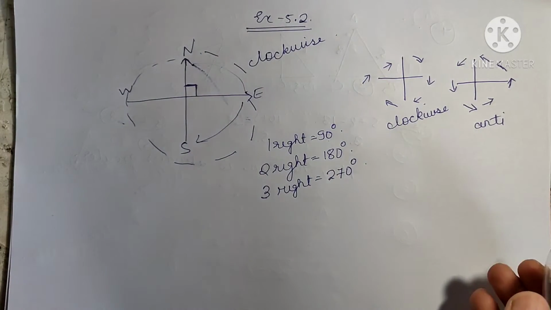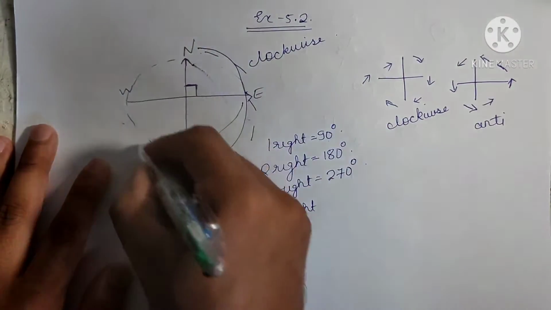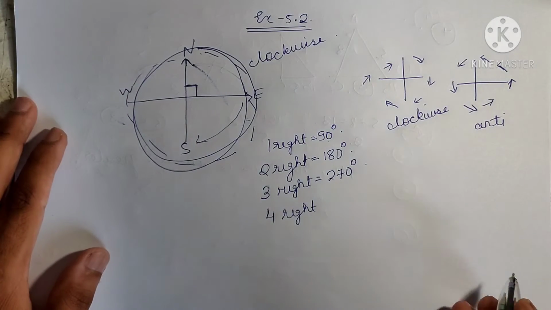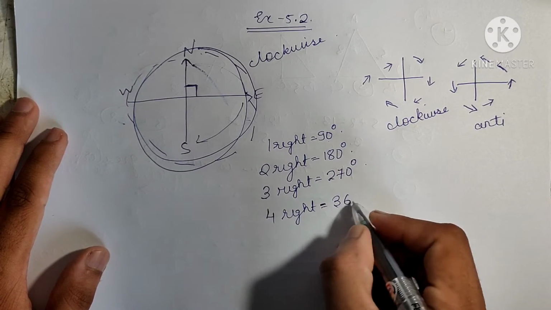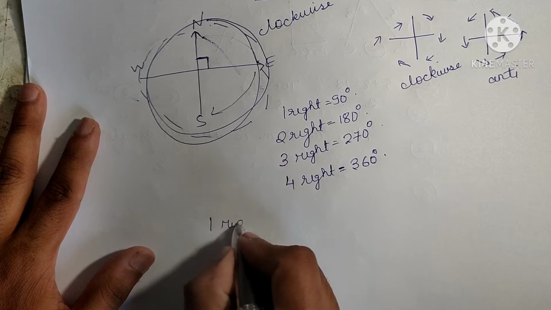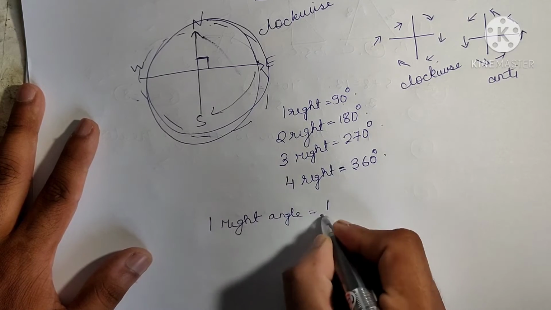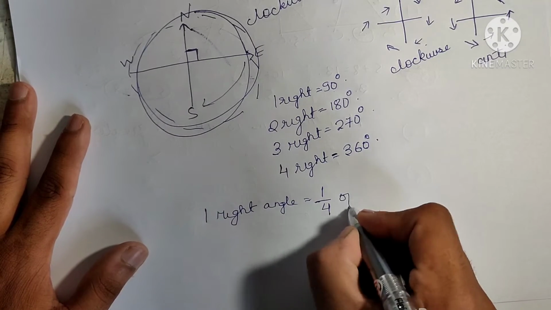So in this way you have to know. And the total of 4 right angles means one whole revolution. How much? One revolution will give you 360 degrees. You have to keep note that one complete revolution is always 360 degrees. Okay, and what else you have to note is, one right angle is equal to 1 by 4 of a revolution.